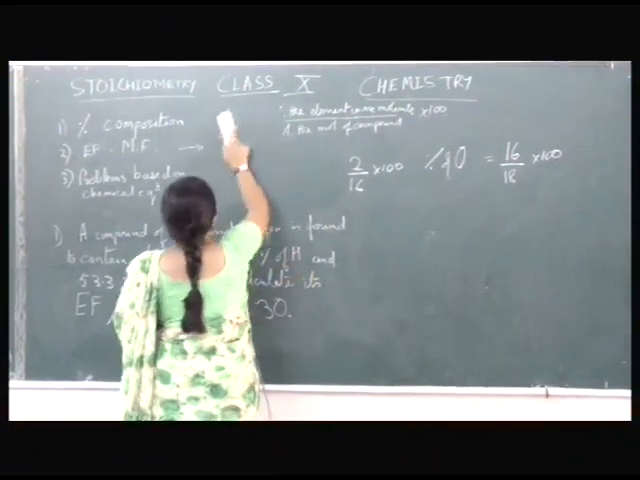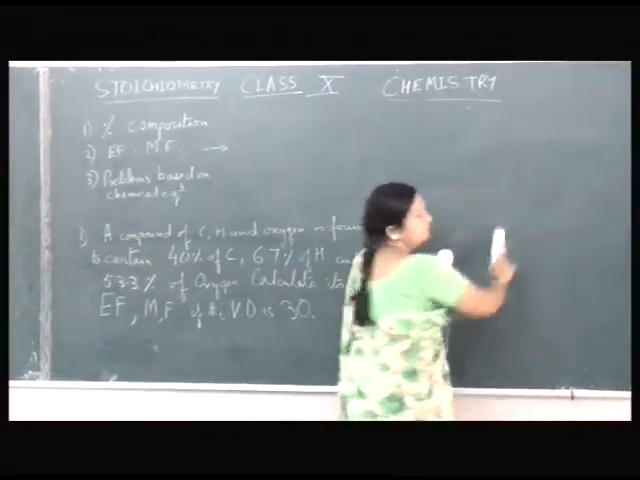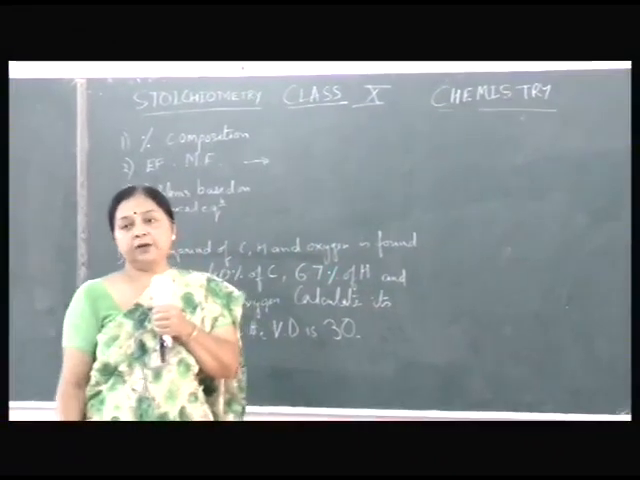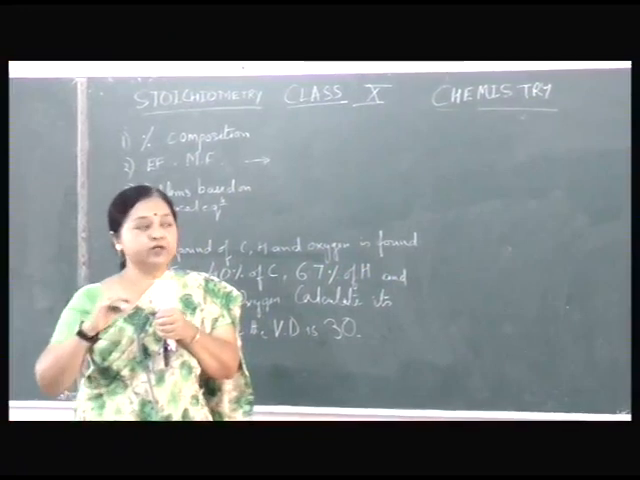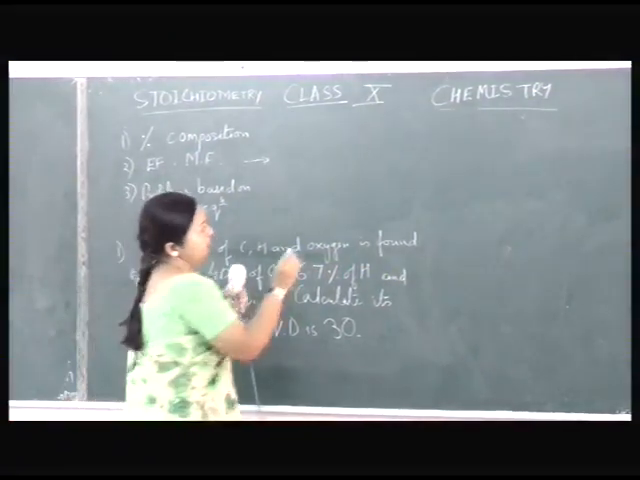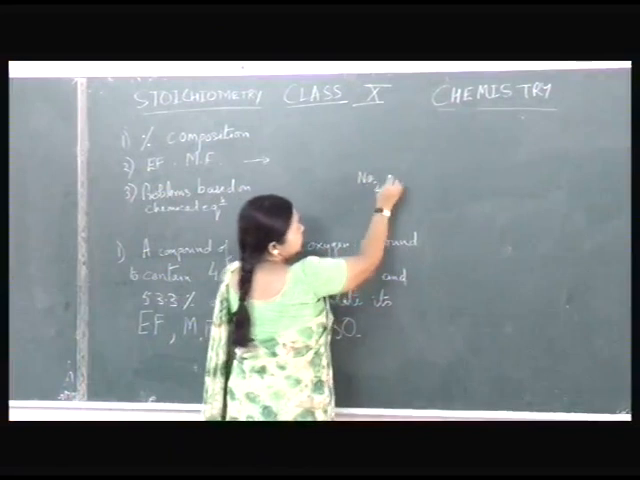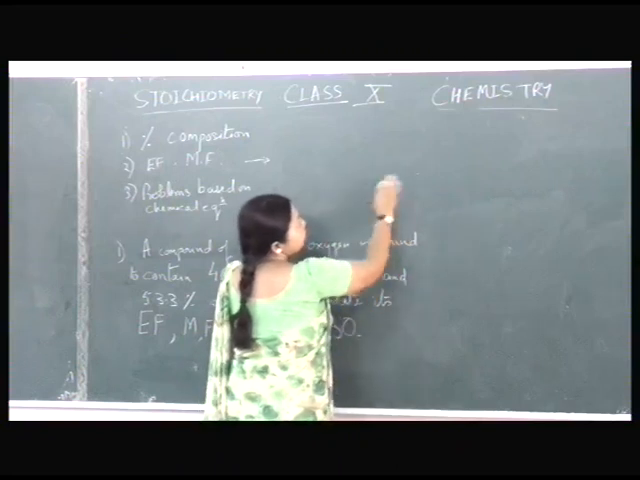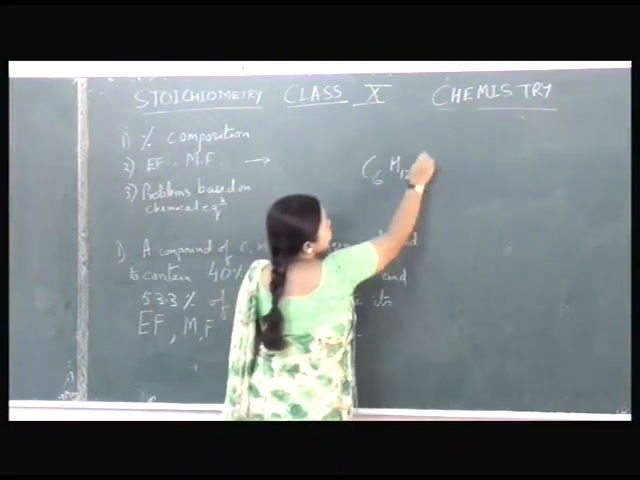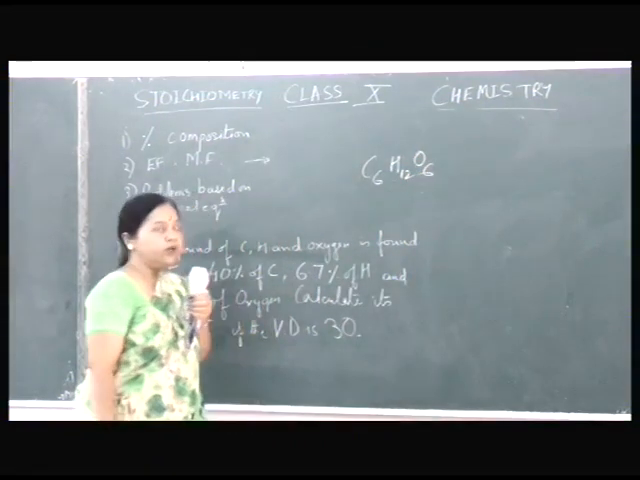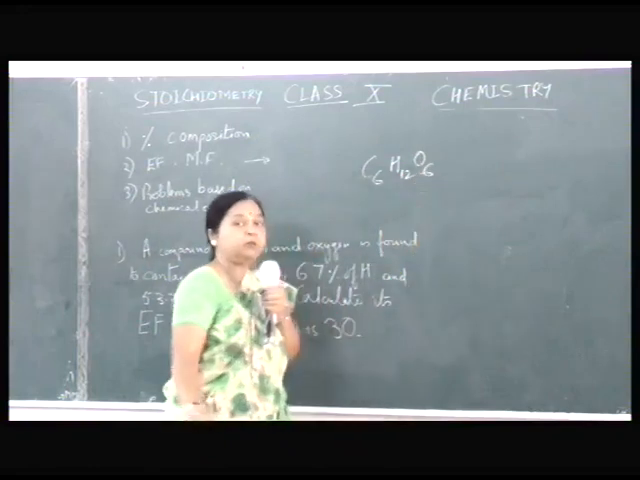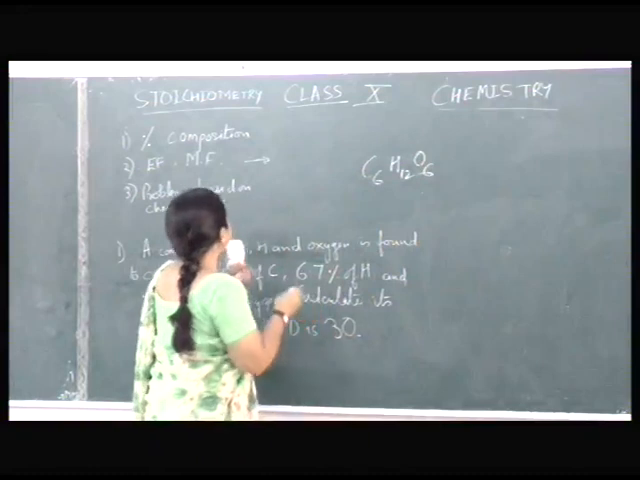Now the next is empirical and molecular formula. What does molecular formula tell you? It tells you all the atoms and the number of atoms present in a compound. Suppose the molecular formula of sodium carbonate is Na2CO3. That means there are 2 atoms of sodium present, 1 atom of carbon present, and 3 atoms of oxygen present. Suppose glucose. What does the molecular formula tell you? That there are 6 carbon, 12 hydrogen and 6 oxygen atoms in a molecule of glucose. That is what the molecular formula is representing.